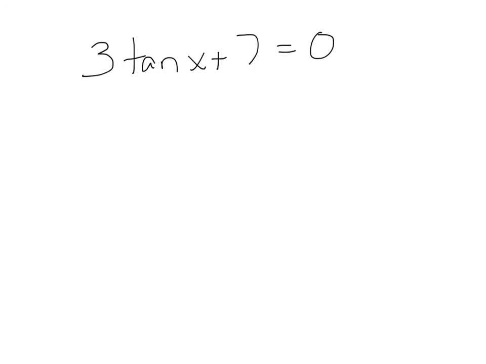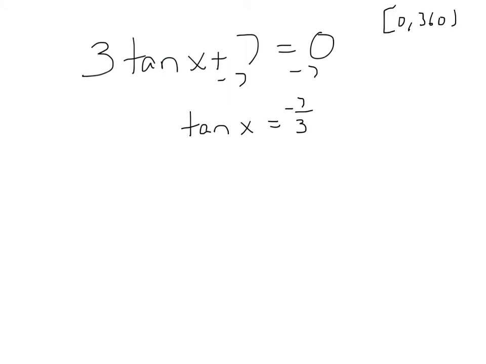I want to do a tangent problem, and I want to warn you a little bit about the calculator and how it works. If I'm solving this for x, the x's that make this equation true, and again, I'm going to go from 0 to 360 just for ease. What I'm going to do is subtract 7 from both sides and then divide both sides by 3, and what I'll end up with is the tangent of x equals negative 7/3.